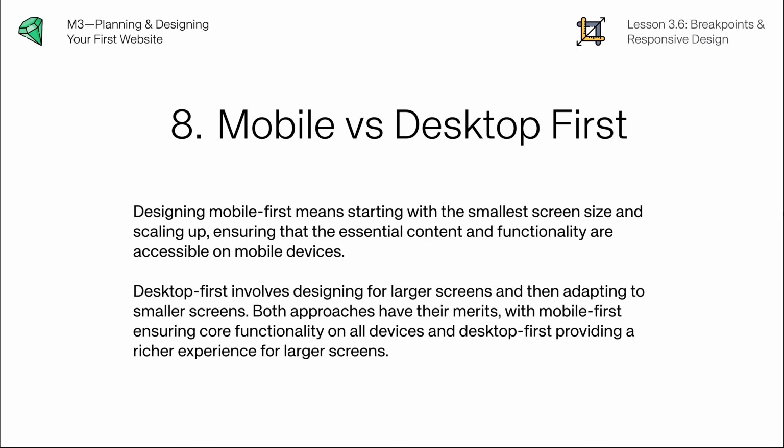Number 8, mobile or desktop first. Designing mobile first means starting with the smallest screen size and scaling up, ensuring that the essential content and functionality are accessible on mobile devices. Desktop first involves designing for larger screens and then adapting to smaller screens later on. So which one is better? And the answer is that it depends, right?